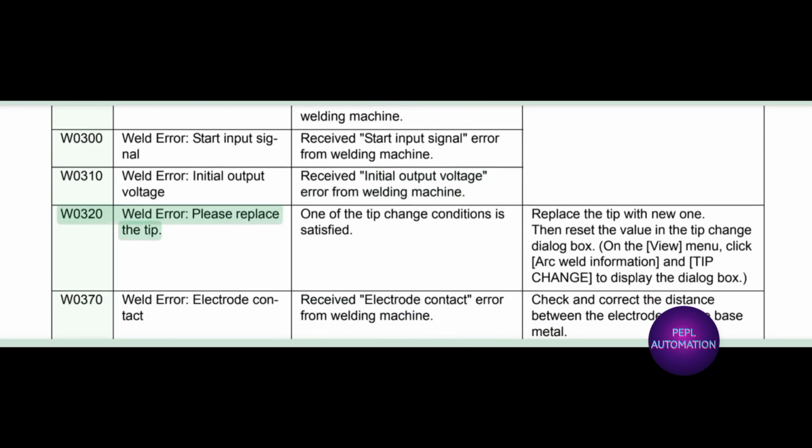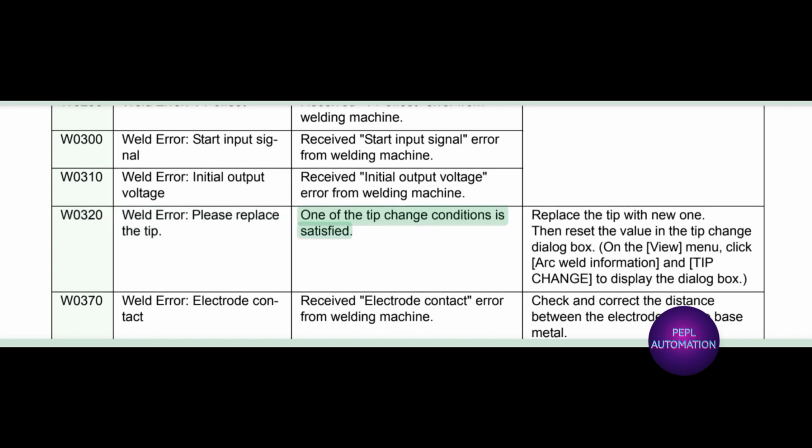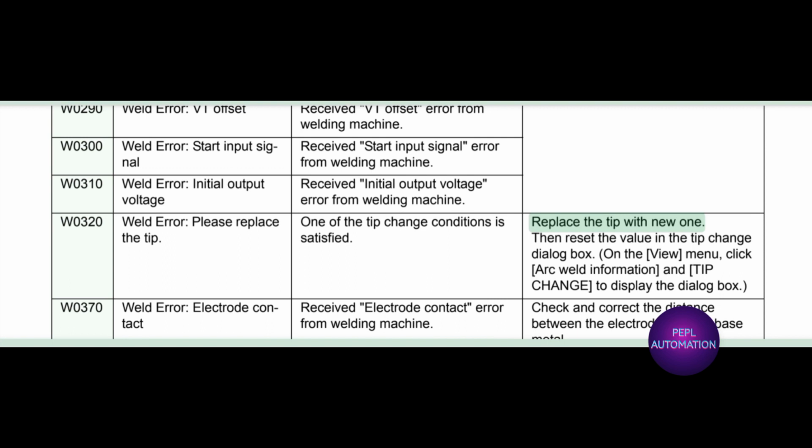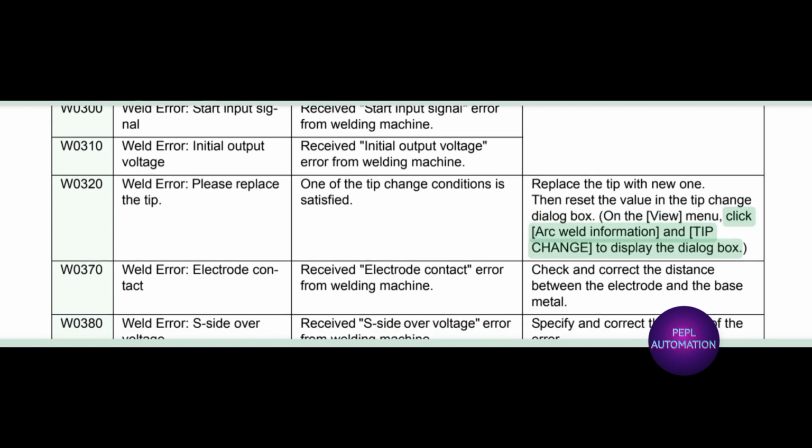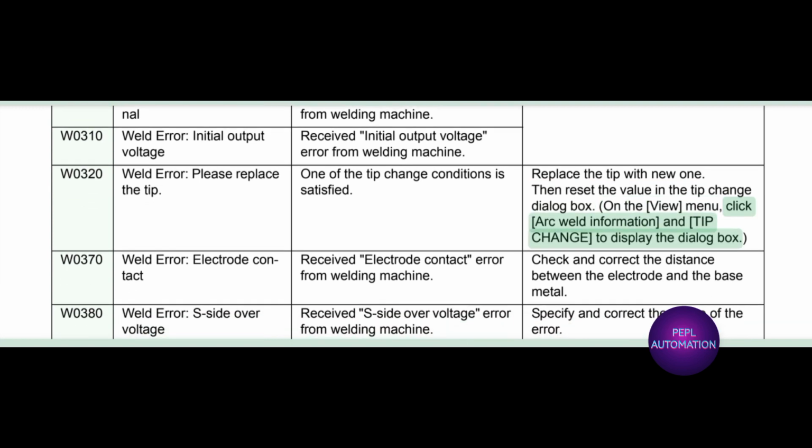W0320 weld error, please replace the tip. One of the tip change conditions is satisfied. Replace the tip with a new one. Then reset the value in the tip change dialog box. On the View menu, click Arc Weld Information and Tip Change to display the dialog box.